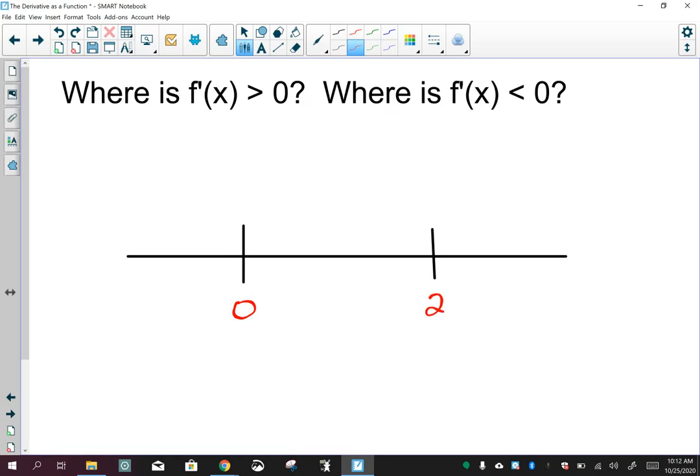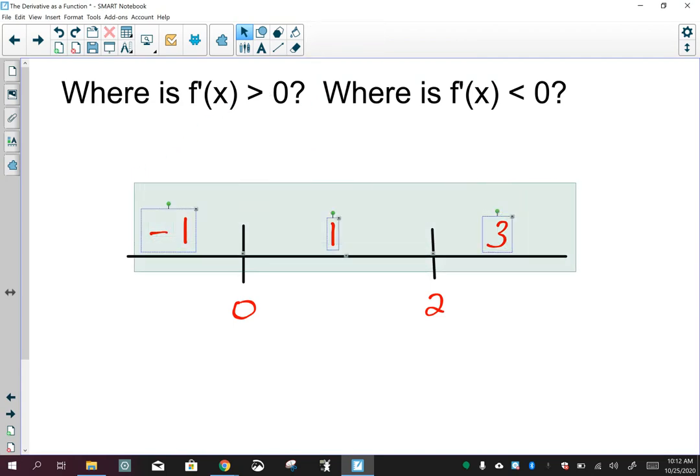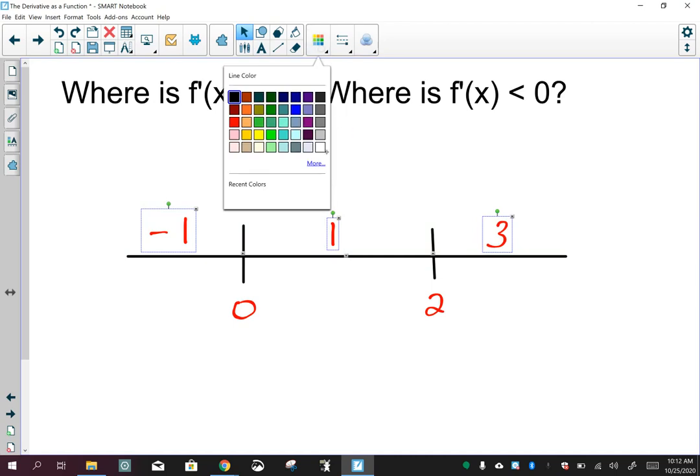What I want is to pick numbers less than 0. So I'm going to pick a -1. In between 0 and 2, I'm going to pick a 1. And then greater than 2, I'll pick 3. Your choice. You can pick what you want. Okay. I'm changing these colors up here because I don't want you to get them mixed up with the zeros here. Alright.